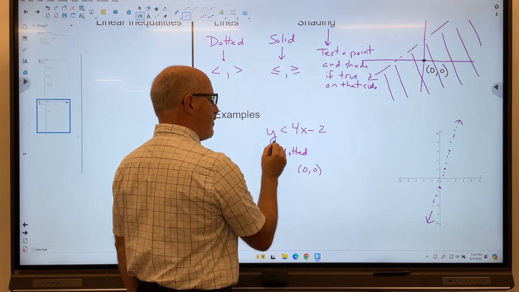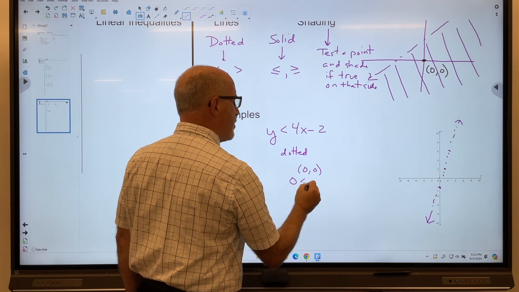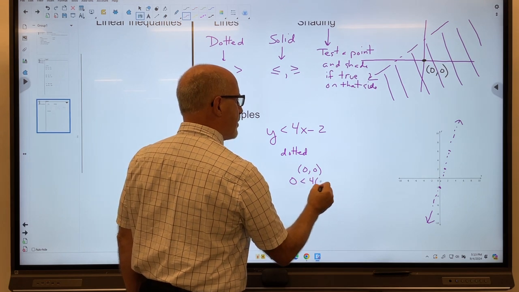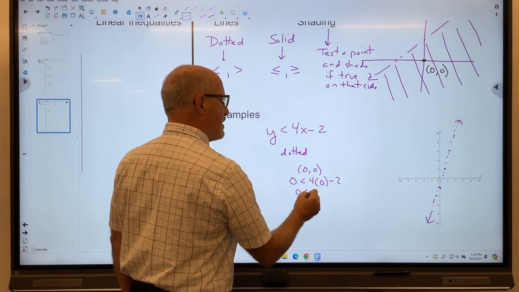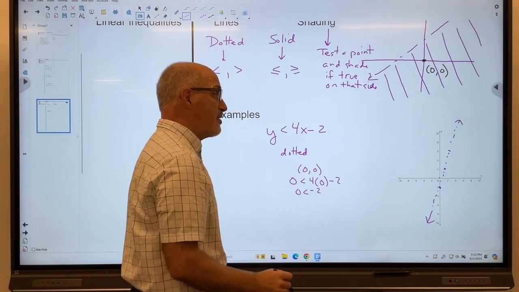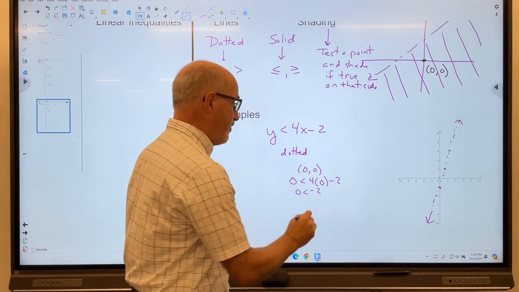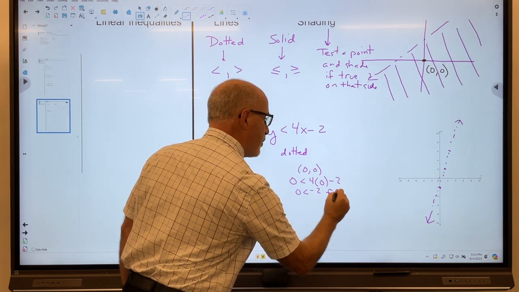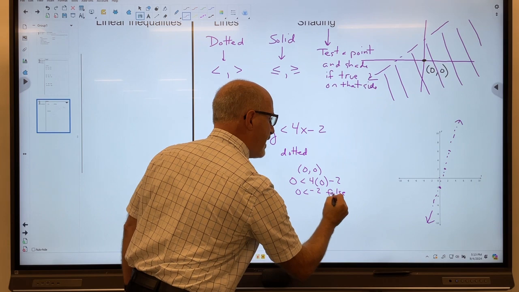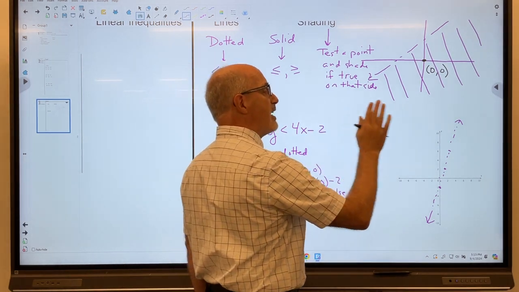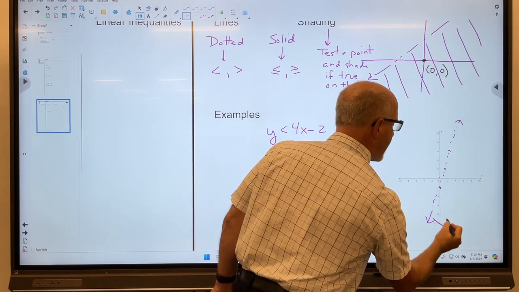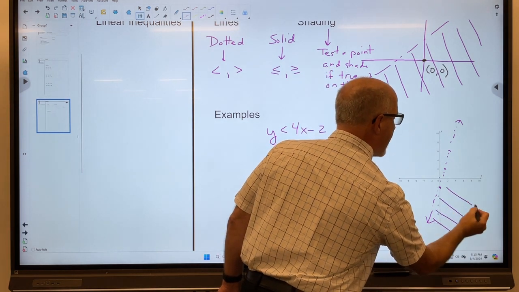So put in 0 for y. Is 0 less than 4 times 0 minus 2? Is 0 less than -2? And the answer is no, that's false. So we don't want to shade on the side that point is on, 0, 0. So we go to the other side and shade instead. So we're going to shade on this side.